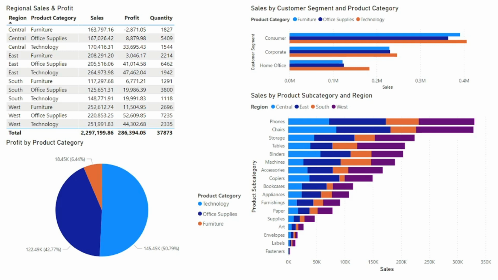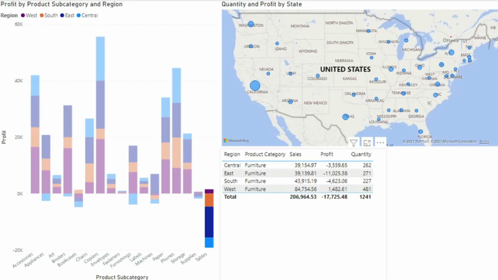To answer our overarching question of what areas for our company to invest in and consider phasing out, we created this primary dashboard accompanied by an additional dashboard that supplements the first panel located here in the first quadrant. For this slide, we are going to be discussing Visual 1.1 Profit by Product Subcategory and Region, Visual 1.2 Quantity and Profit by State, and Visual 1.3, which is a table that illustrates this for us, all while keeping in mind our overarching question of where should we continue to invest or what should we consider phasing out.